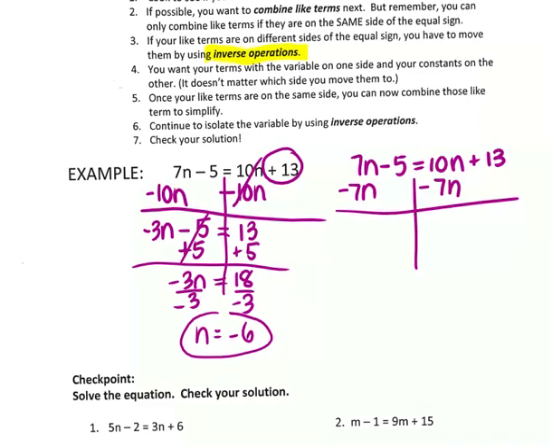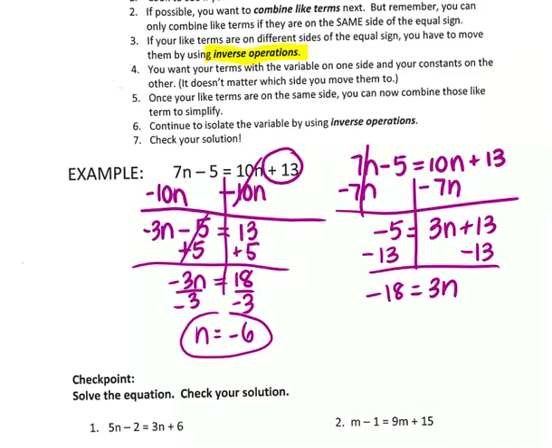7n minus 7n is 0. That leaves us with a negative 5. We have 10n's minus 7n's, that's 3n's, and plus 13. Now I must subtract 13 from both sides. I get negative 18 equals 3n. And then finally divide by 3, and we get negative 6 equals n, which is the same exact thing.